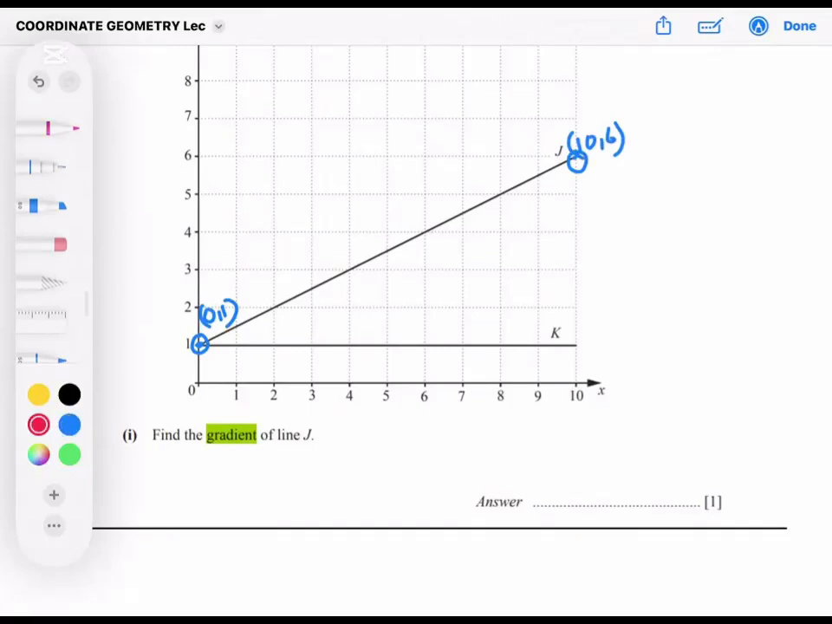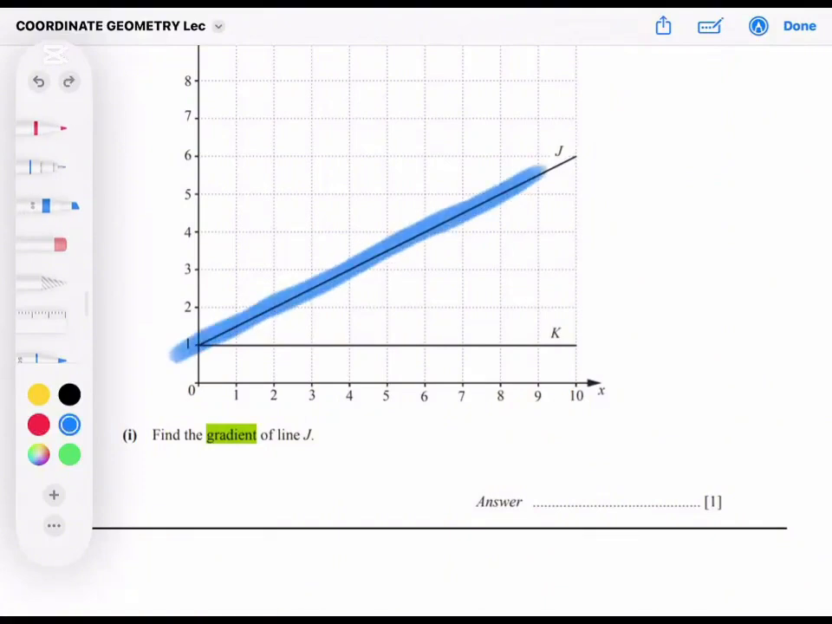Right now in this question, we don't have any points. So this is a line, basically the line of J. From this line, I will take any 2 points. First, I will take this point. This is 0, comma 1 because x is 0 and y is 1 in this point. And I will take this point. You can see x is 10 and y is 6.